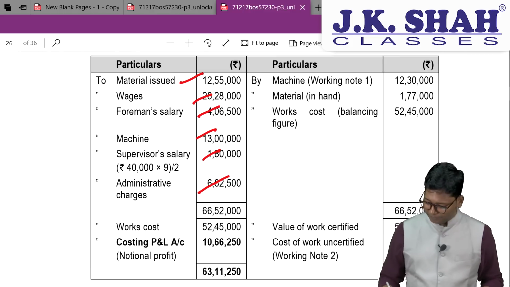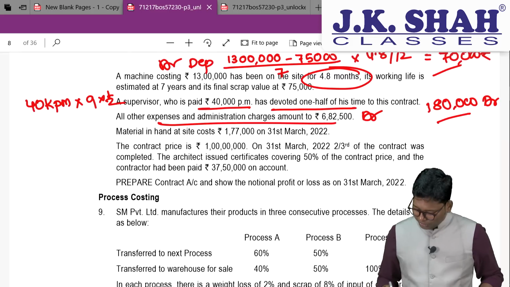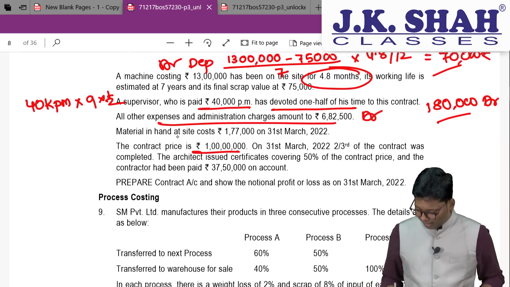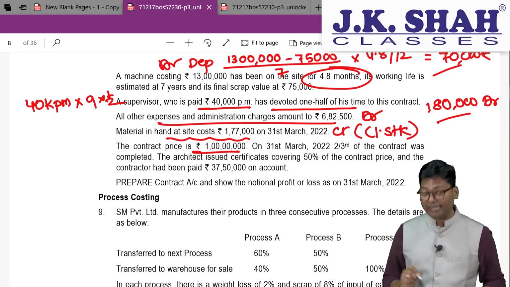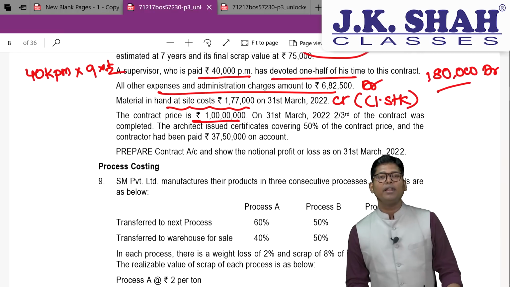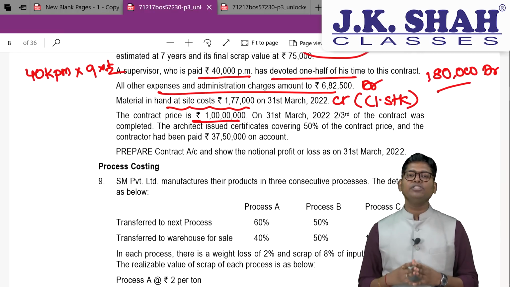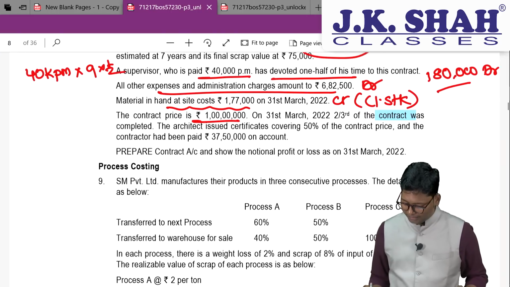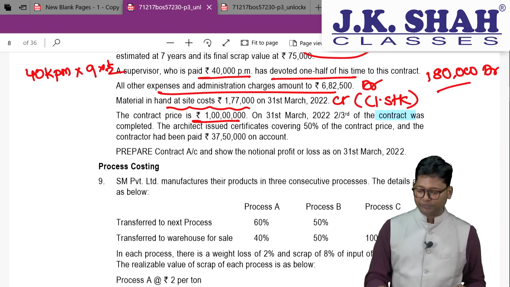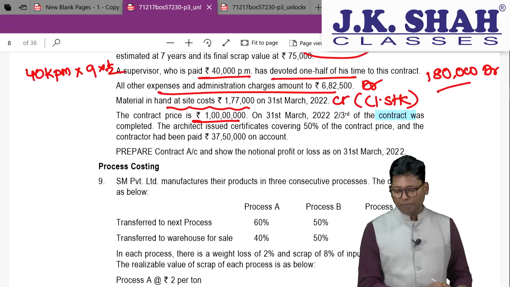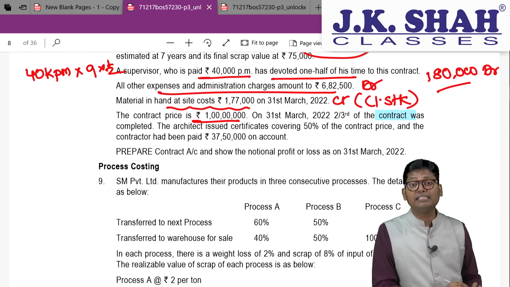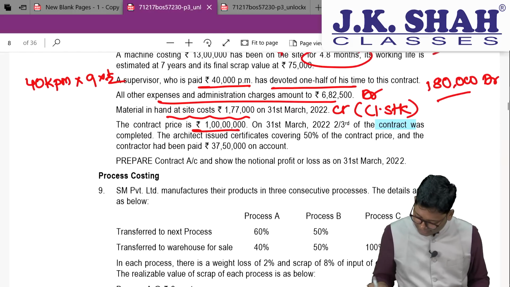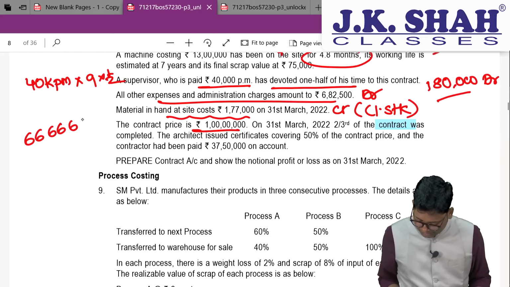Completed? Then, if you check the other information, they have given you the contract price. And before that, material at site is given. This is closing stock of material to be recorded on the credit side of the contract. Now, total contract price is 1 crore. On 31st March 2022, 2/3 of the contract was completed. So 1 crore into 2 divided by 3 means approximately 66,666,666 work is done by you.